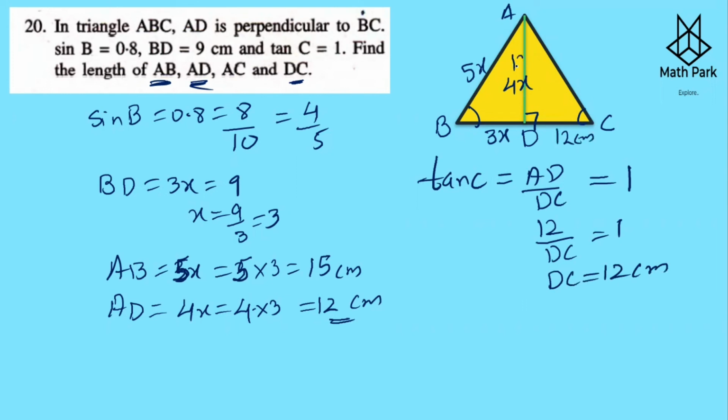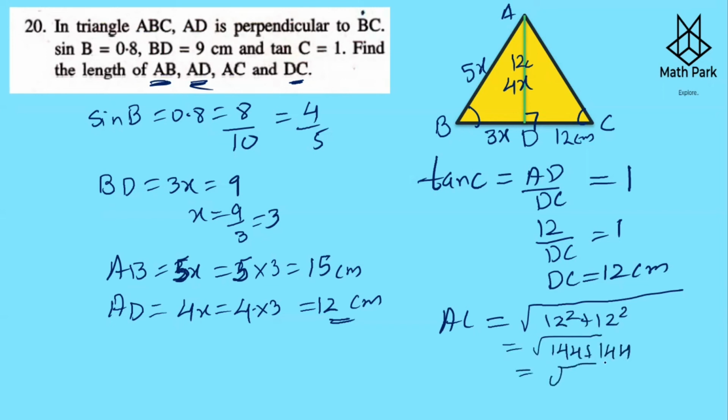So let us find AC by Pythagoras theorem. So AC is equal to root of 12 square plus 12 square. That is root of 144 plus 144, which we can write as 2 times 144. So square root of 144 is 12. So this becomes 12 root 2 centimeter. Got it? So children, we have completed the second part.